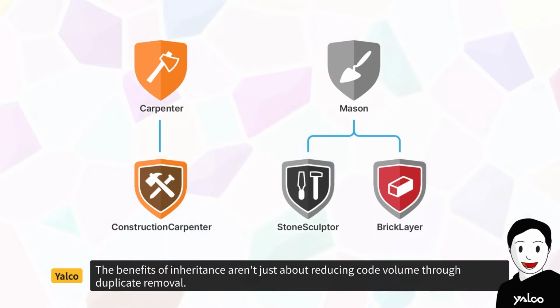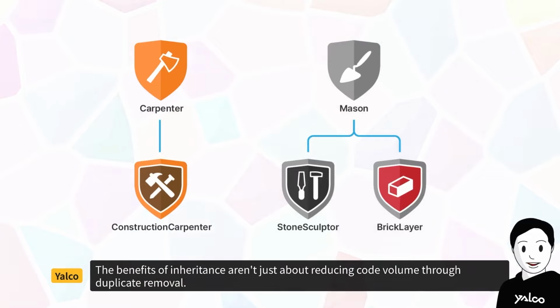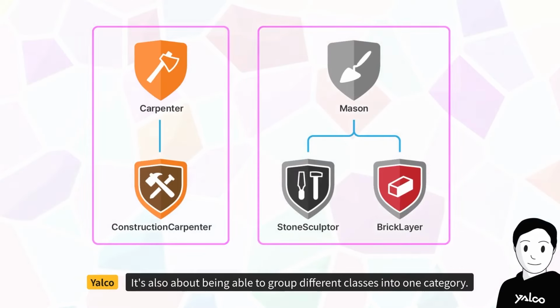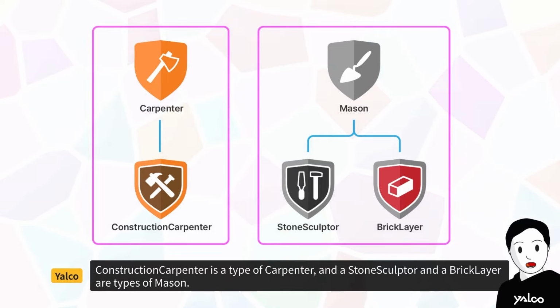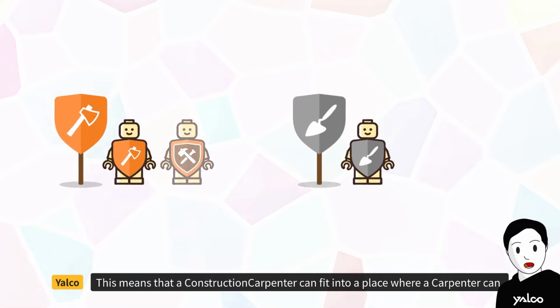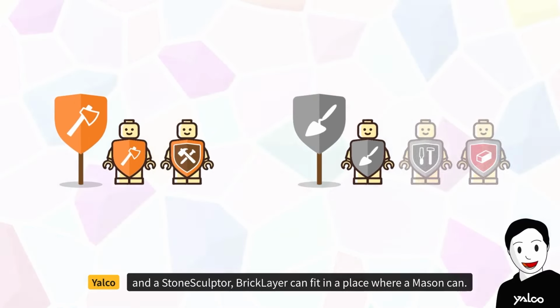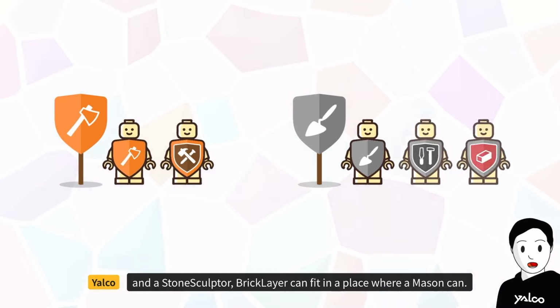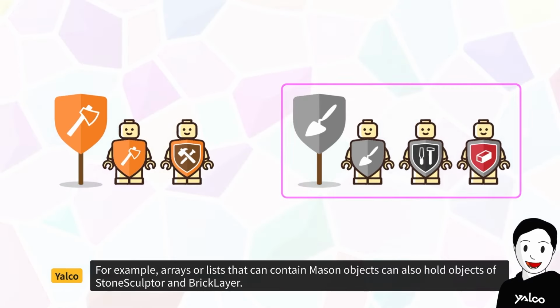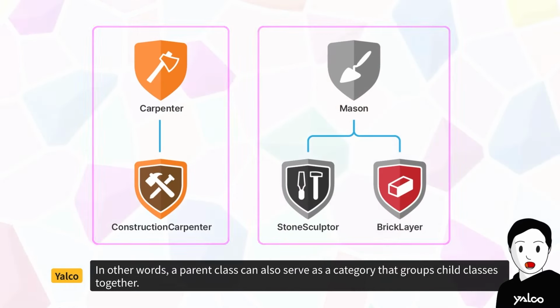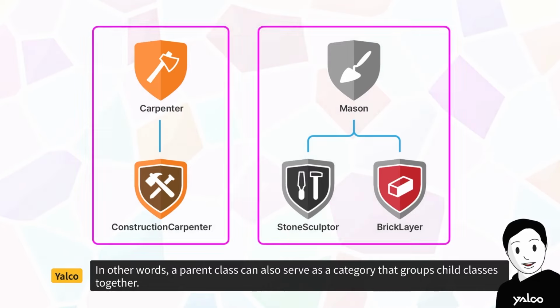The benefits of inheritance aren't just about reducing code volume through duplicate removal. It's also about being able to group different classes into one category. Construction carpenter is a type of carpenter, and a stone sculptor and a bricklayer are types of mason. This means that a construction carpenter can fit into a place where a carpenter can, and a stone sculptor, bricklayer, can fit in a place where a mason can. For example, arrays or lists that can contain mason objects can also hold objects of stone sculptor and bricklayer. In other words, a parent class can also serve as a category that groups child classes together.